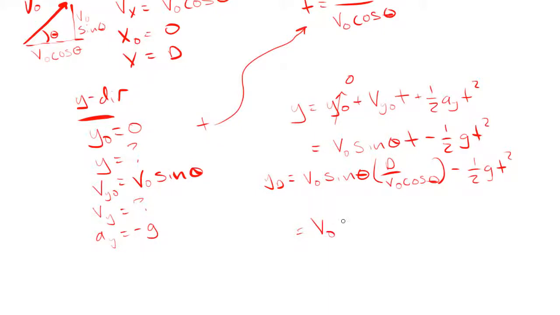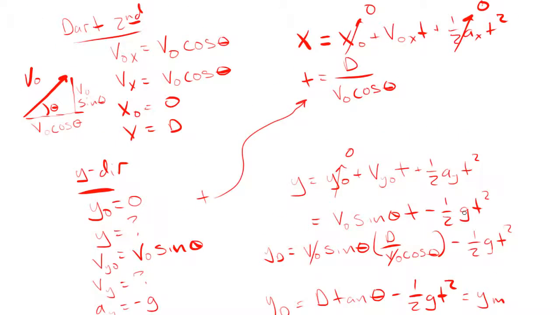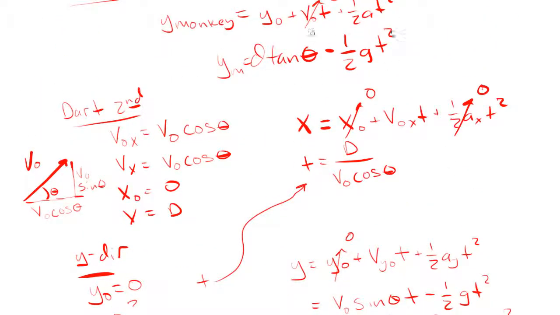All right, now I'm going to clean this up a little bit. v naught and v naught cancel out. So I get d times sine of theta divided by cosine of theta. Well, that's just d tangent theta minus 1/2 gt squared. So the final position of the dart is equal to d times tangent theta minus 1/2 gt squared, which, if you noticed, is the exact same as the final position of the monkey. All right, so those two things are equivalent.